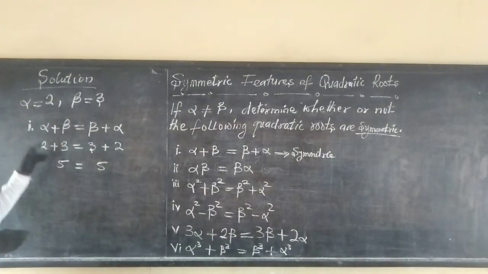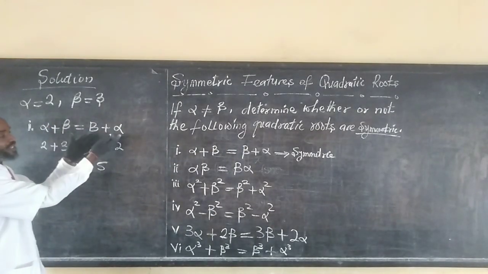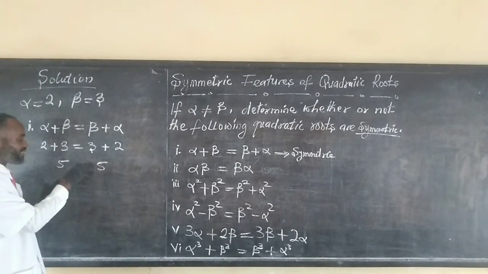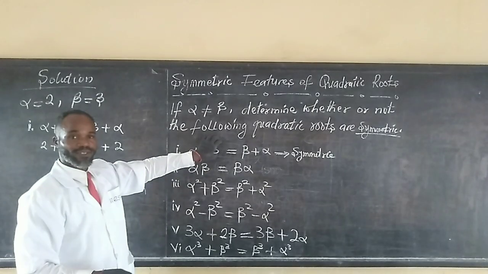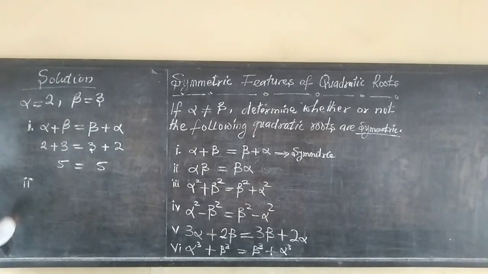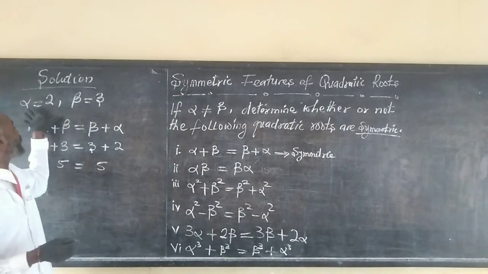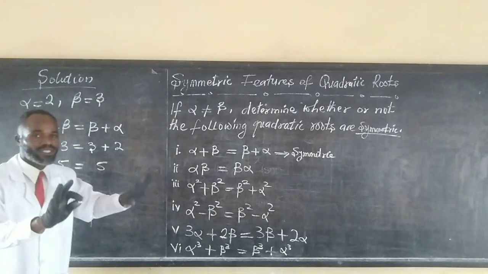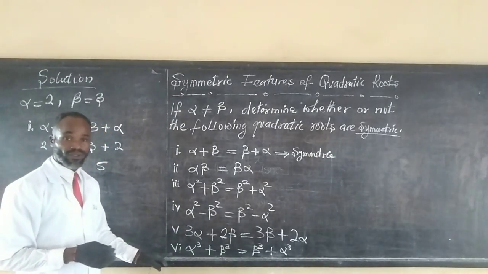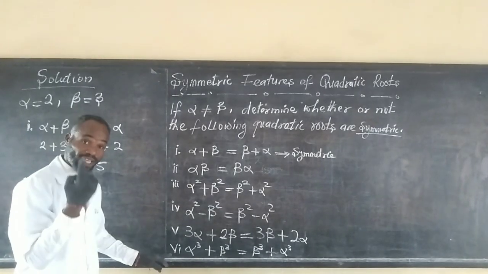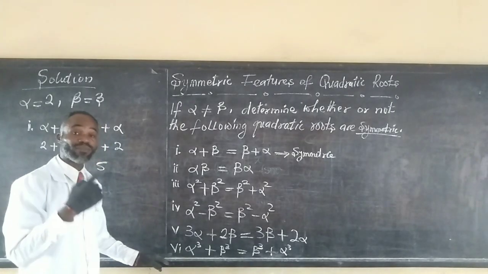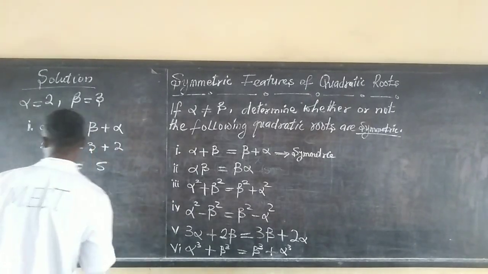Can you see? We interchange the original roots here, and then apply small values, and we have the same thing. It means that this is symmetric. We'll go on to question number 2, and see if it's symmetric or not. We are going to retain the values of alpha and beta respectively until we finish the entire 5 features of quadratic roots. In each case, we are expected to determine whether or not it is symmetric or asymmetric.